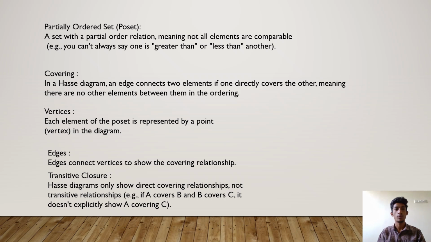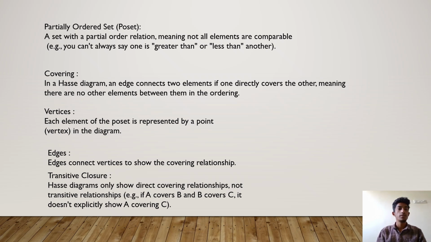Partially ordered set or poset: a set with a partial order relation, meaning not all elements are comparable. For example, you cannot always say one is greater than or less than another. Covering: in a Hasse diagram, an edge connects two elements if one directly covers the other, meaning there are no other elements between them in the ordering.